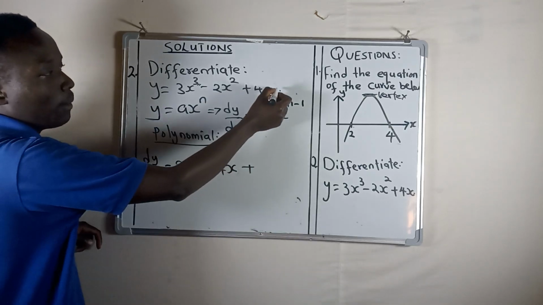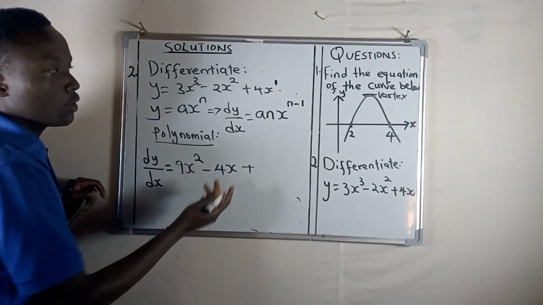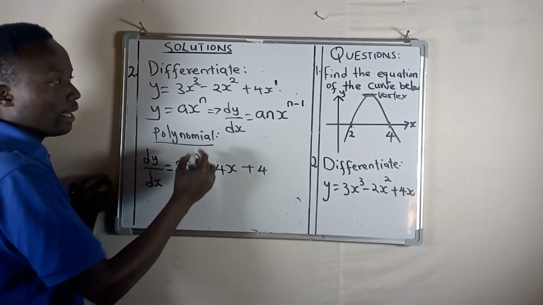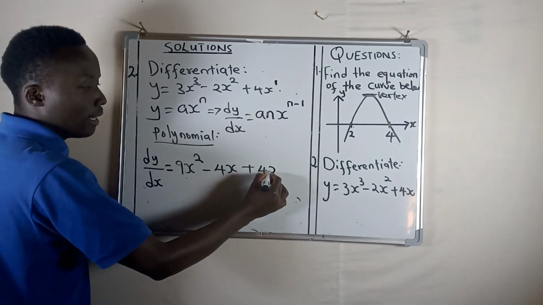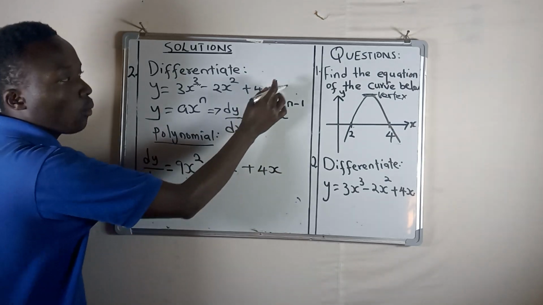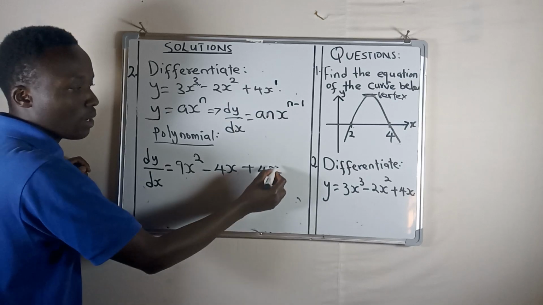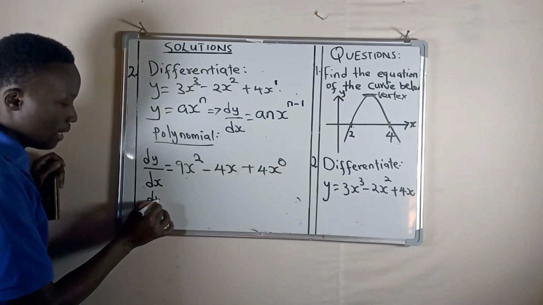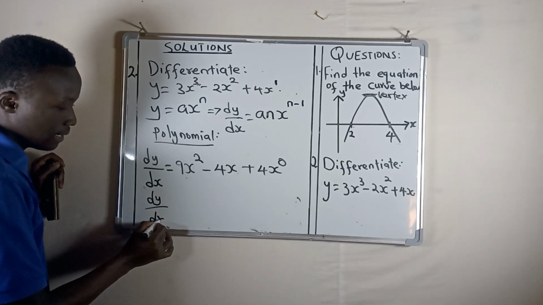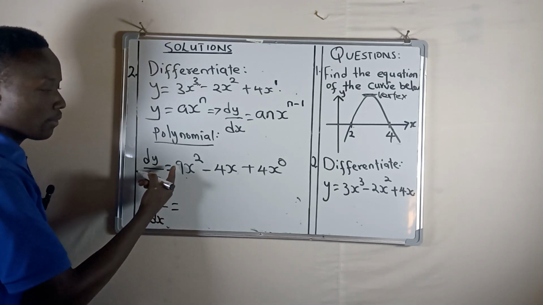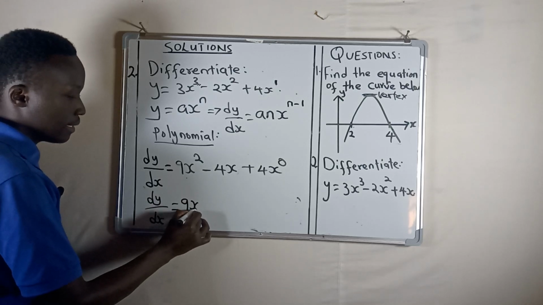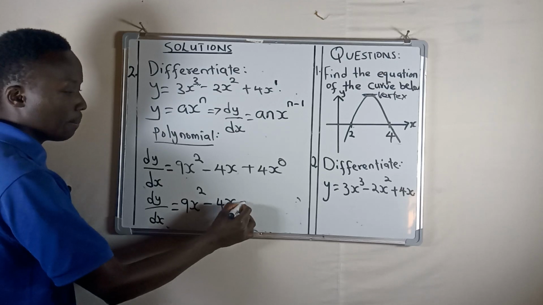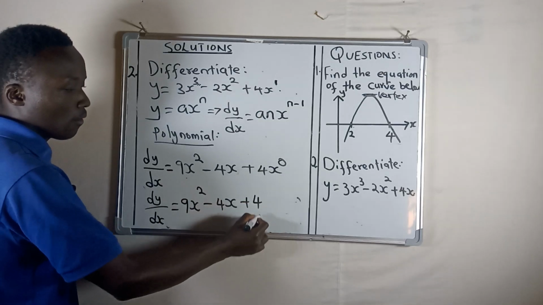Then we proceed plus. Then we come here. The power of x here is 1. So 1 multiplied by 4 is 4. Then our x will be retained there. Then 1 minus 1 is 0. So our power is going to be x to power 0. So we are going to have dy over dx is equal to 9x squared minus 4x plus 4.